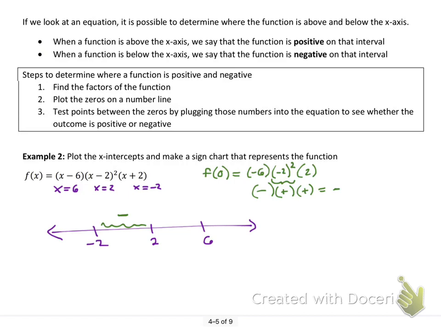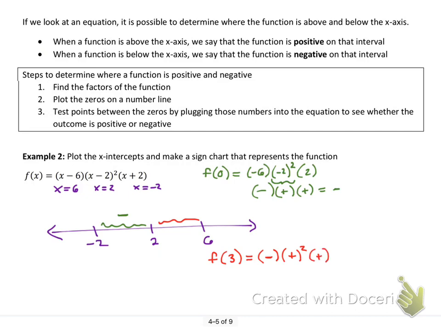Let's do another one. Let's find something in here. So let's do 3, something relatively small. I don't want it to be super complicated because that means more math that I have to do, and I know we don't want to do that. So 3 minus 6 would be, and now I'm going to just write the signs for each one. So 3 minus 6 is negative 3, so that'd be negative. 3 minus 2 is positive, and that's squared. 3 plus 2 is another positive.